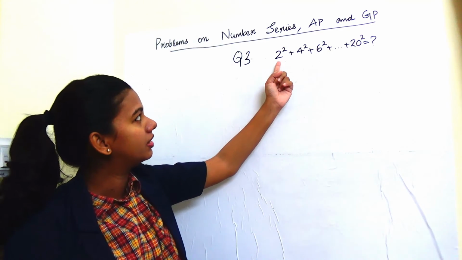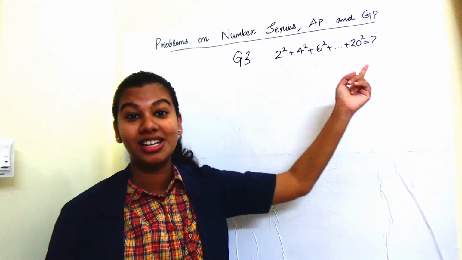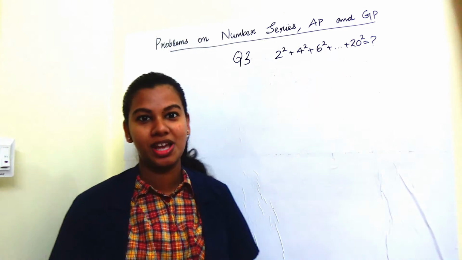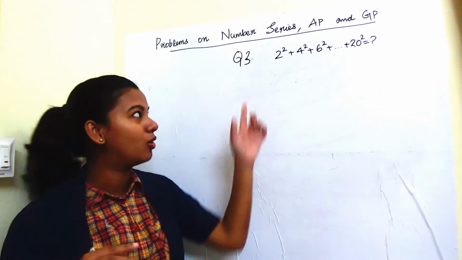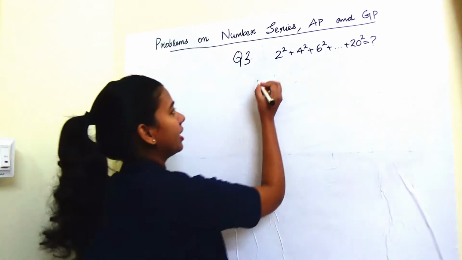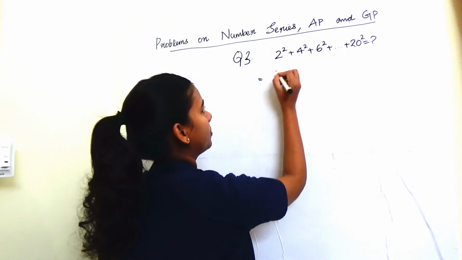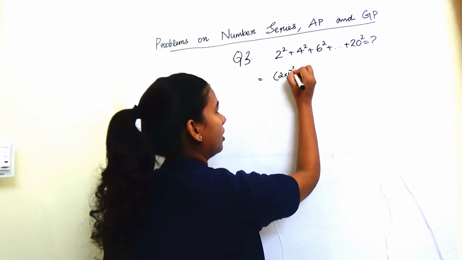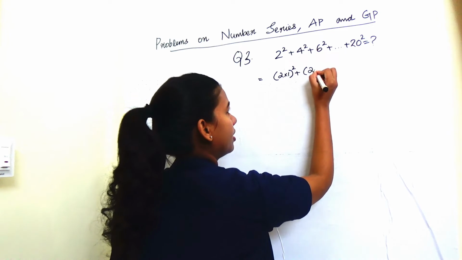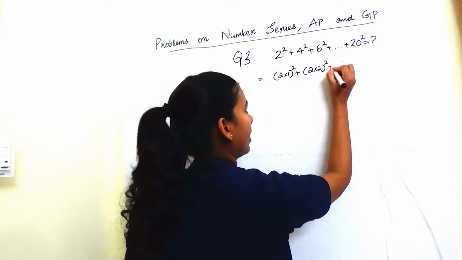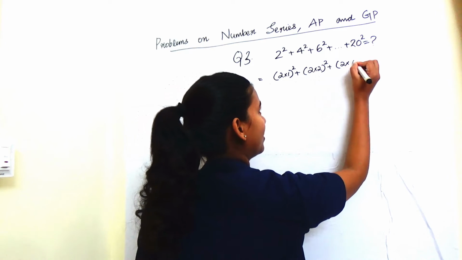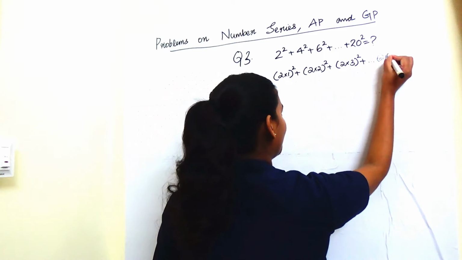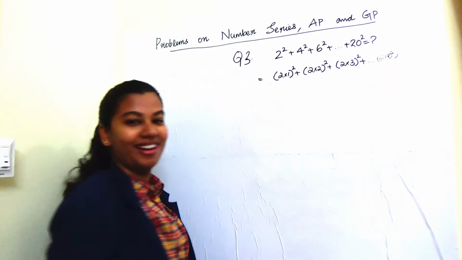You can see that 2 is common in all these terms. So let me try to take 2 out of each term. That is, it will be equal to, the first term I can write as 2 into 1 whole square. Second term will be 2 into 2 whole square. Similarly, 2 into 3 whole square plus etc. 2 into 10 whole square, right?